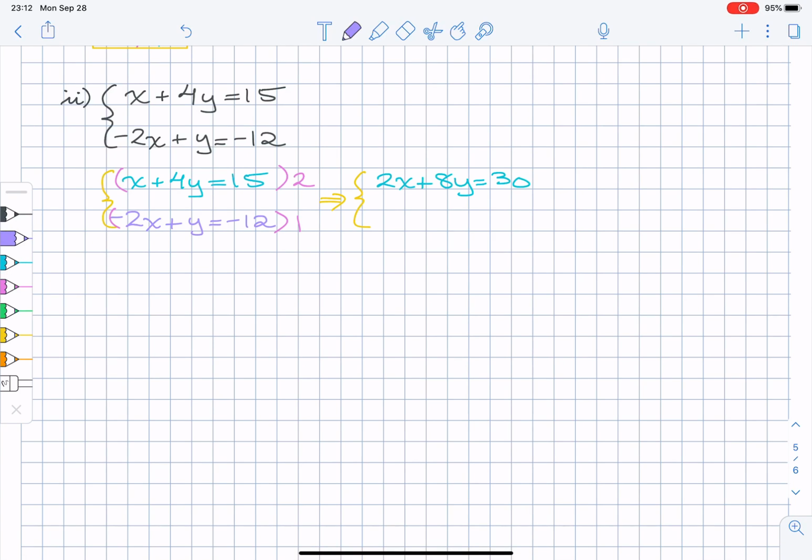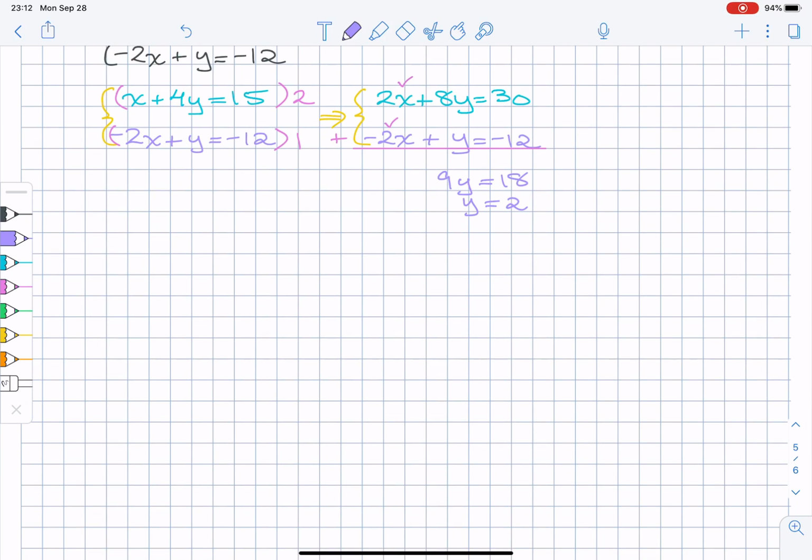So multiplying the first equation by 2, we get 2x plus 8y is 30. And the second equation, multiplying it by 1, we just rewrite the equation. So notice these are going to reduce nicely if I just add these two equations. And doing so gives us 8y plus 1y is 9y. 30 minus 12 is 18, so y is 2. Okay, so let's do the same thing again for x. So I start off with my system.